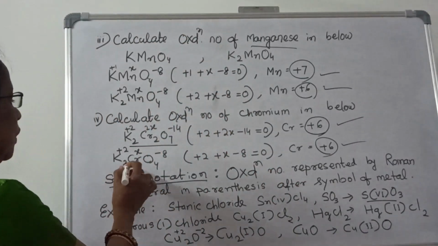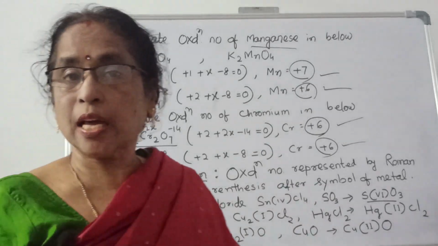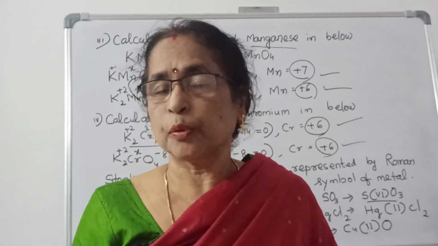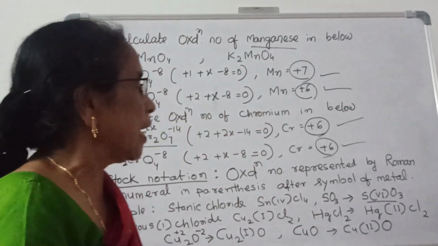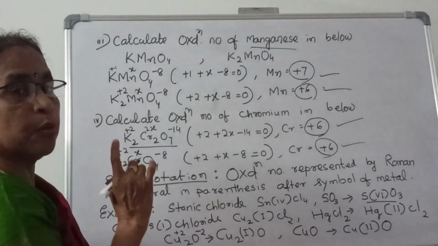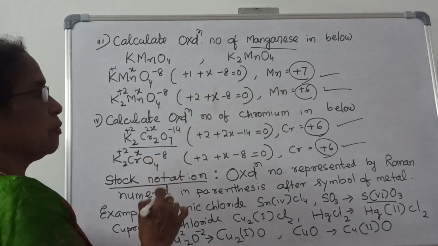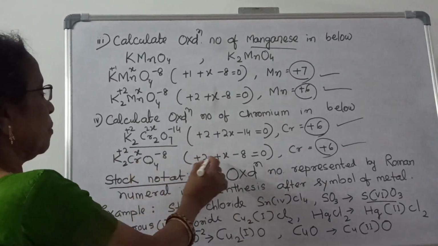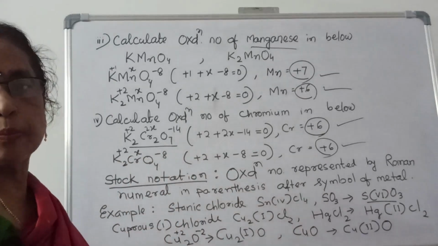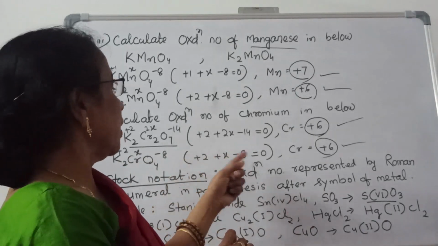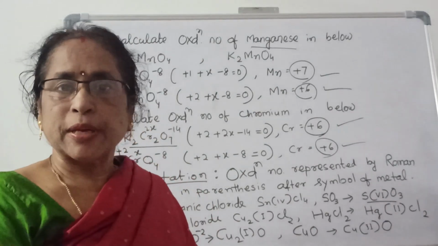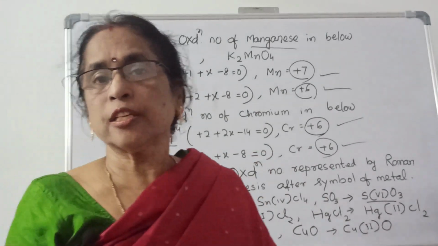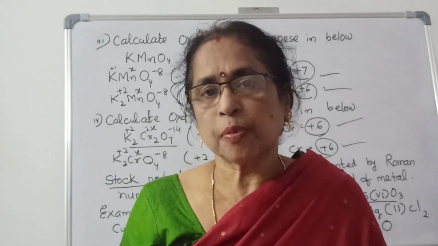Next question, K2CrO4. What is K2CrO4? Potassium chromate. And see here potassium 2 times, chromium 1 and oxygen 4 times. So it is minus 8 and here chromium X and potassium 2 times plus 2, and the sum of all the values is equal to 0. That means X equals plus 6. That is, the oxidation number of chromium is plus 6.